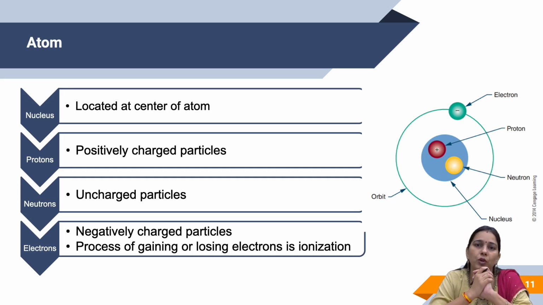But when we are talking about electrons, the negatively charged particles, it is also to be emphasized that the process of gaining electrons or losing electrons is known as ionization. These are the electrons that are lost from the atom or gained by the atom in the valence shell, and this process is known as ionization.